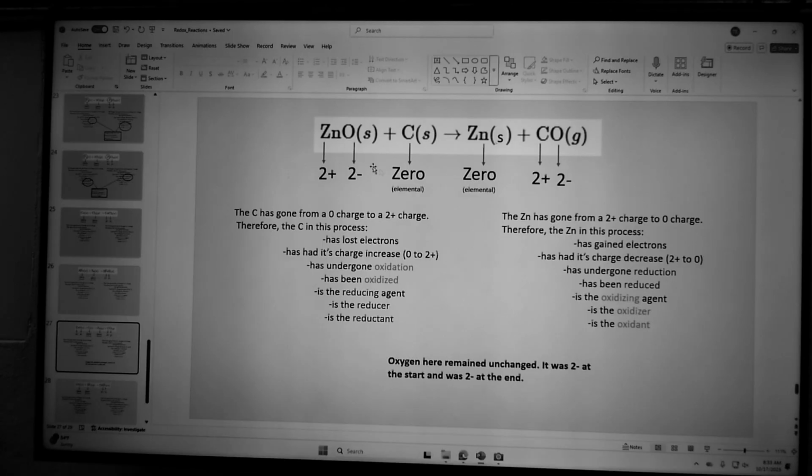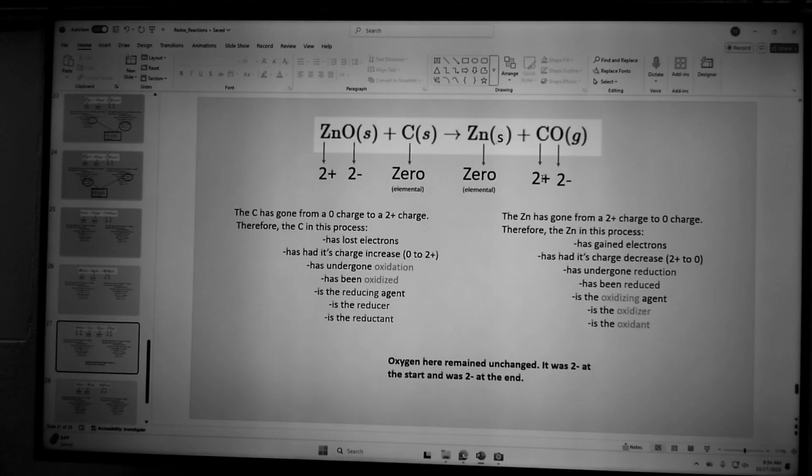So now you think like this. Look at the oxygen. It starts at -2 and it ends at -2. So nothing happened to oxygen. It's not undergoing oxidation or reduction. But if you look at zinc, it goes from 2+ to 0. It goes down, so the zinc is reduced here. You see that? And what's being oxidized is carbon. It starts at 0 and it ends at +2.